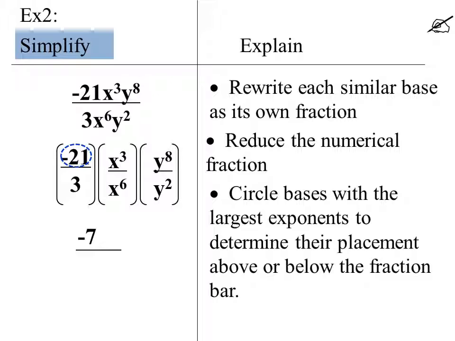Circle the bases with the largest exponent to determine their placement into the above or below the fraction. So, x to the third minus x to the sixth is going to give me x to the negative third, so we know that's going on the bottom. And y to the eighth minus y to the second is going to give me y to the sixth. We know it's going on top. See what we did? Pretty easy, I know.